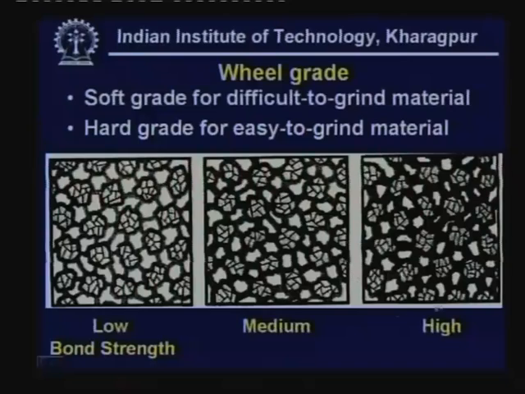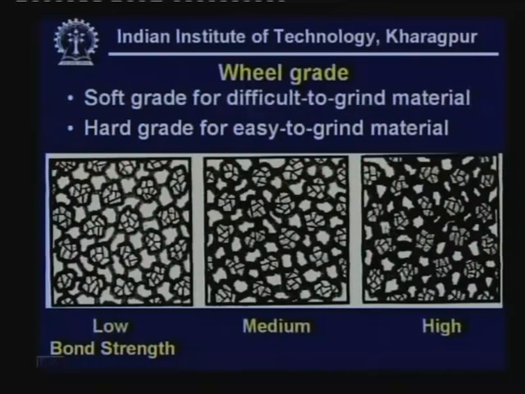So, obviously this particular structure or the grade gives you higher bond strength or holding capacity of the grit. Now, when the material is difficult to grind, we expect rapid grit wear. To have efficient grinding, we have no other choice but to release this grit. So, for quick release of the grit, the holding capacity should not be very high.